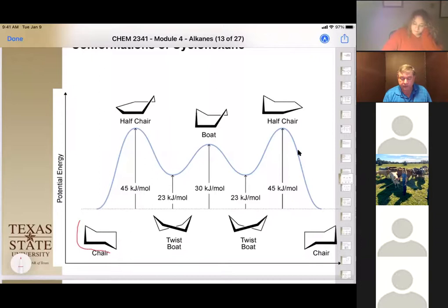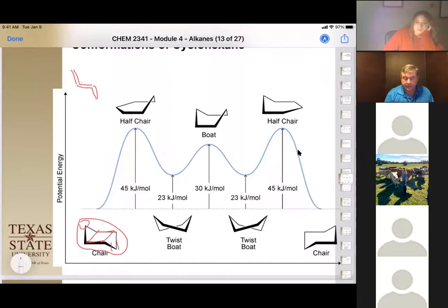This is what we call the chair configuration. If you redraw it a little lengthier, it looks like a chair. So we have the back of the chair, the seat of the chair, and then the foot of the chair. That's why we call it the chair conformation. And in the chair conformation, all of the atoms are staggered. So when we do our Newman projection of this, we're going to see all staggered configurations.